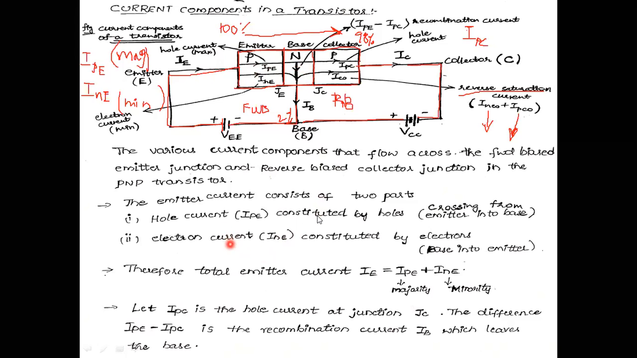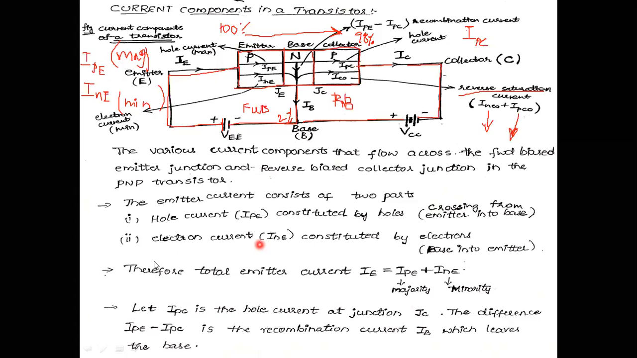Similarly, the electron current is also flowing in the P-type semiconductor material. The electron current is given by INE, constituted by electrons, flowing from the base to the emitter side.